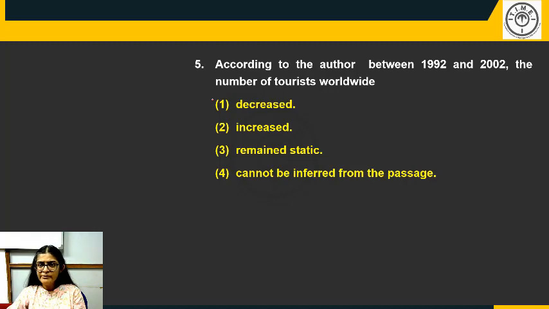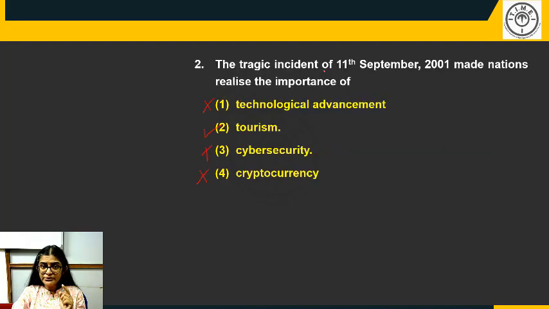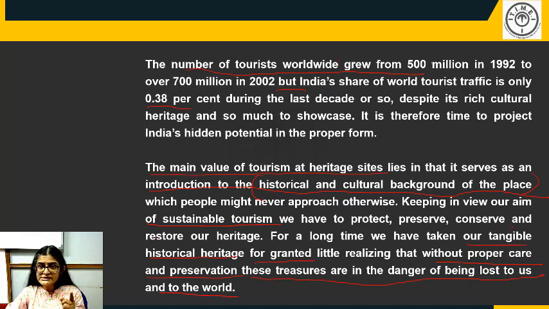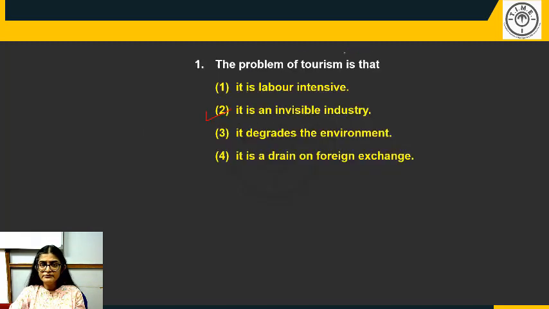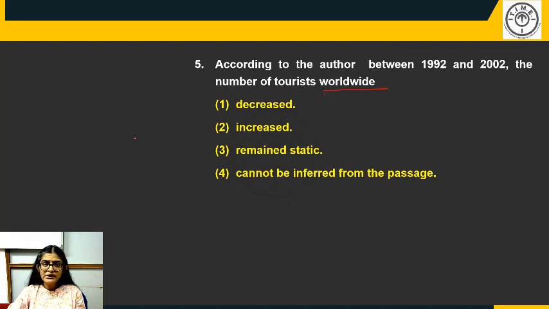According to the author, between 1992 and 2002, the number of tourists worldwide. If you miss this worldwide, you will think the question is about what happened in India. No, worldwide. Worldwide, what happened? Number of tourists grew. Okay. So, grew means increased, not decreased, not remained static or remained the same. Cannot be inferred from the passage is not correct. We could infer it from the passage. So, the answer is increased. Okay.